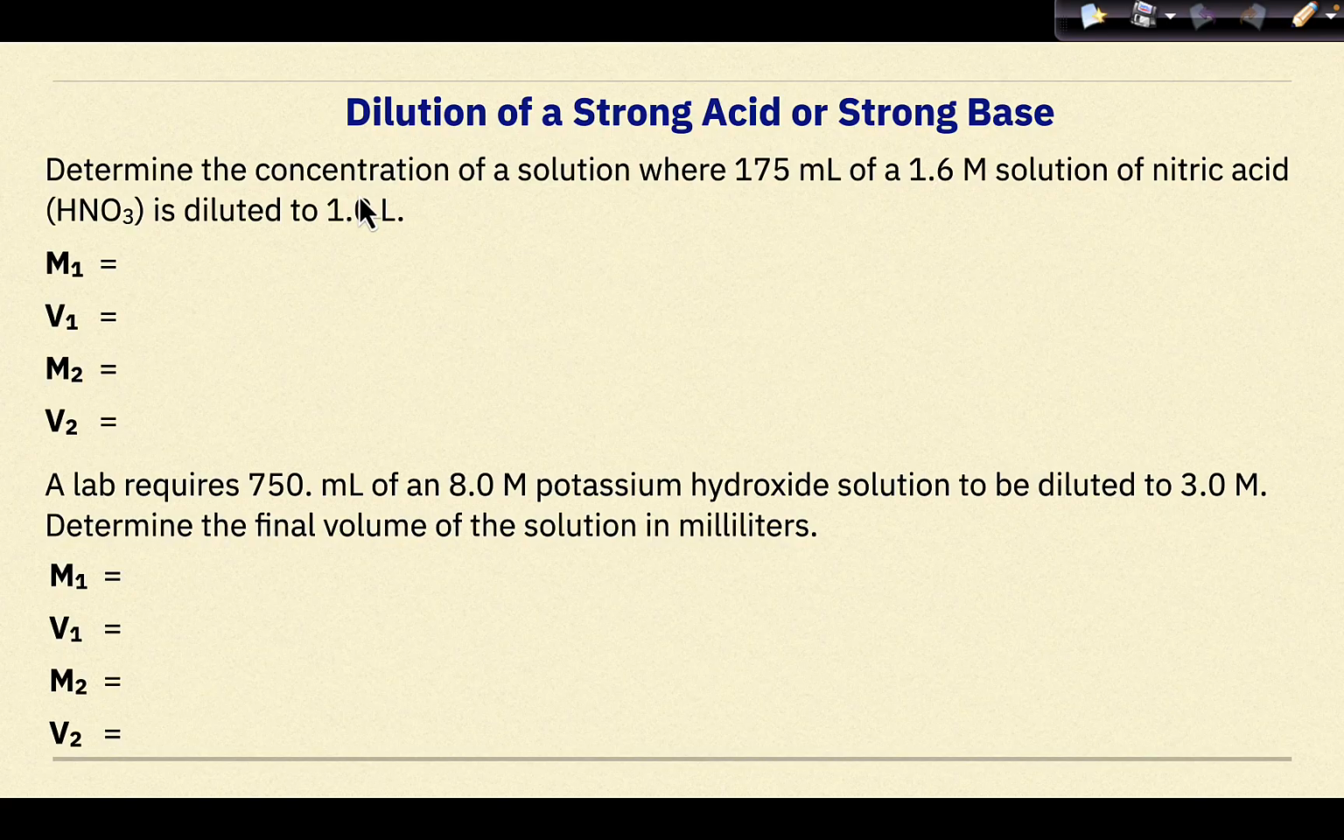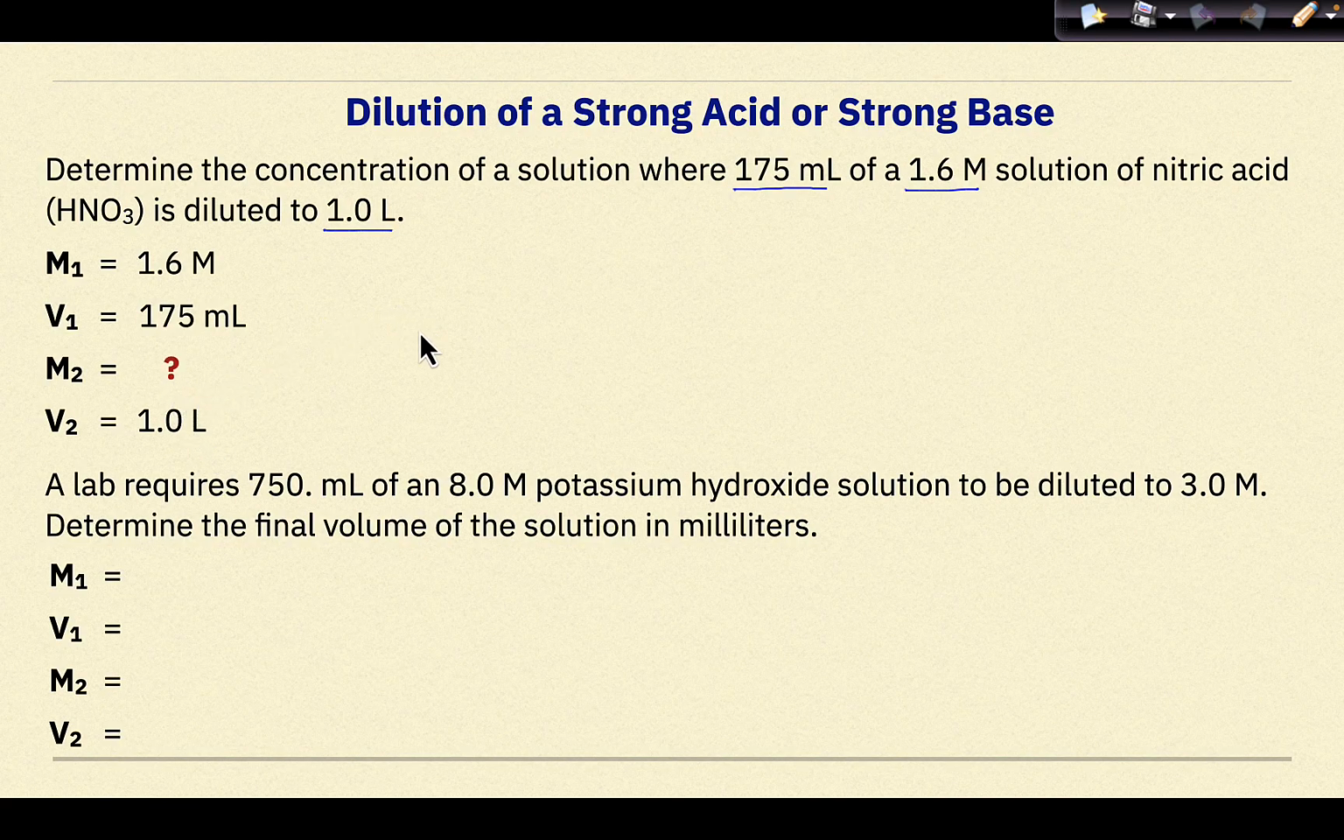Determine the concentration of a solution where 175 milliliters of a 1.6 molar solution of nitric acid, HNO3, is diluted to 1.0 liters. We start by identifying each variable in the stimulus. So our initial volume is 175 milliliters. Our initial molarity is 1.6. Our final volume is identified as 1.0 liter, and our unknown is our final molarity.